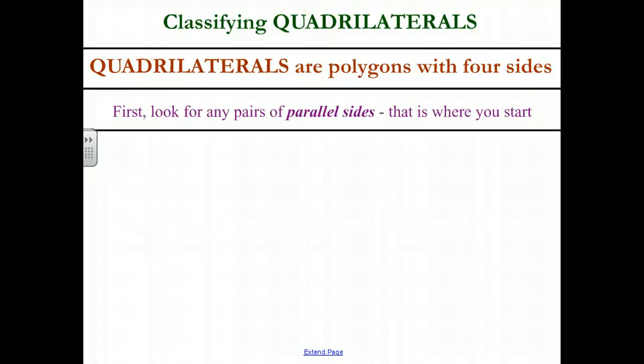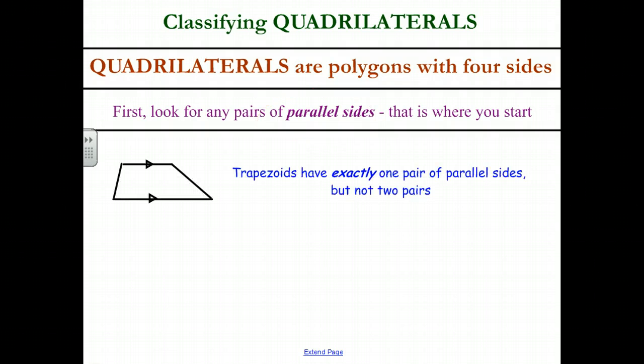We start with looking at parallel sides. If a quadrilateral doesn't have any parallel sides, we just call it a quadrilateral. If a quadrilateral has one set of parallel sides, we call it a trapezoid. A trapezoid has exactly one pair of parallel sides, but not two. So one set of sides is parallel, another set is not. Here we can see the arrows that represent that the top and bottom edges of the trapezoid are parallel. We call these the bases of a trapezoid.